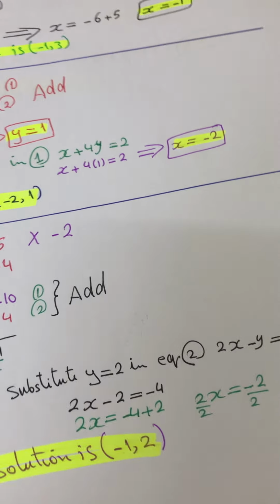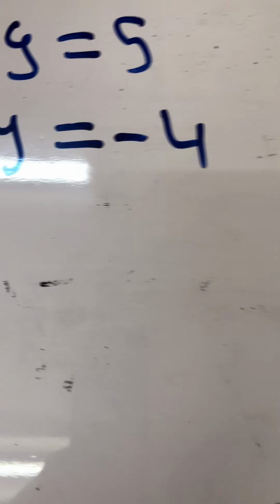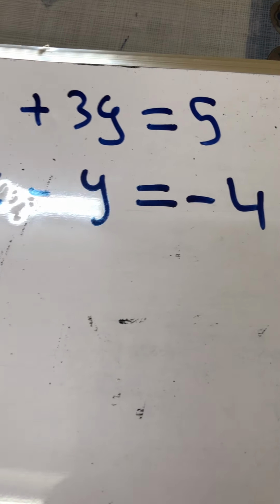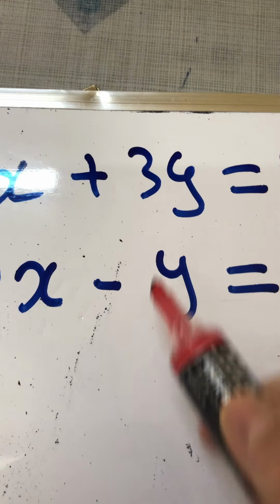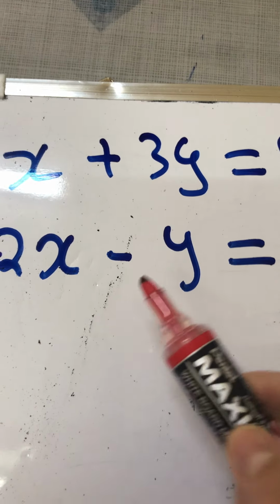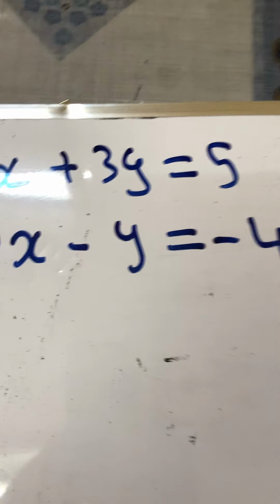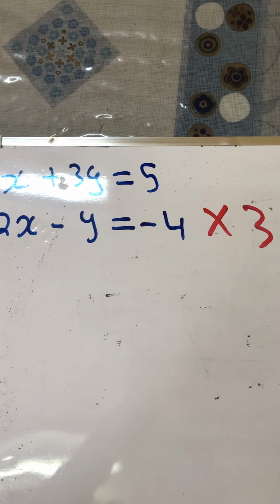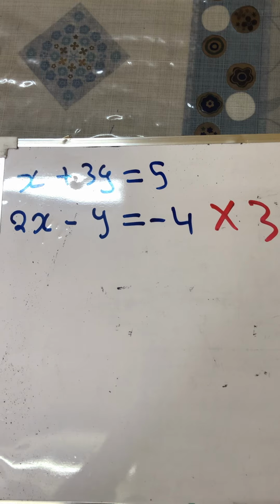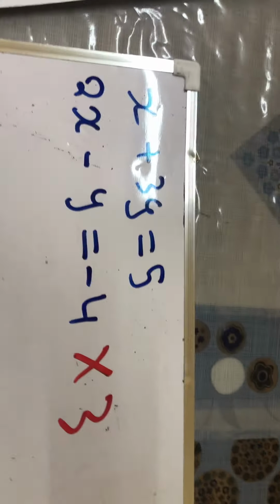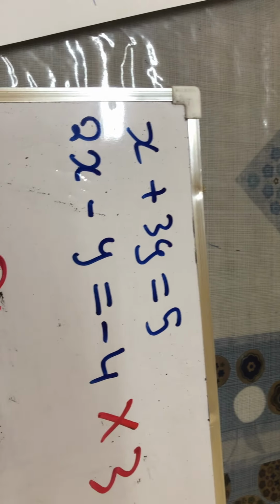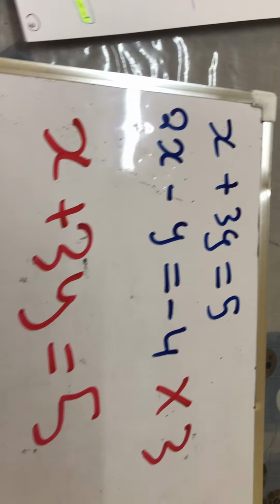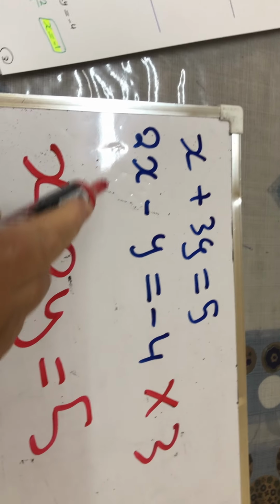Okay, let's see here what can I do. I have y positive and y negative, you see? But this y up is 3 and this y down is 1. So to make it 3, I'll multiply this equation by 3 positive, like this. So I'll rewrite the first equation, x plus 3y equal 5. This is the first equation. The second equation, I'll multiply it by 3.